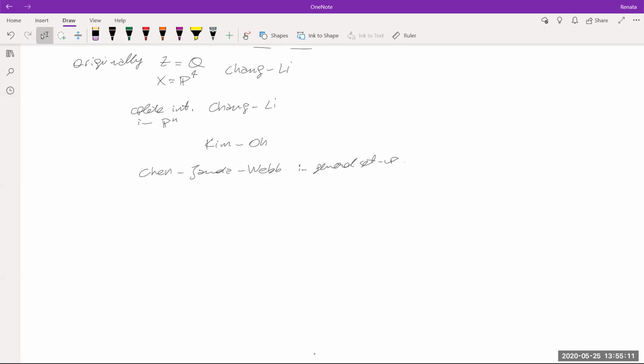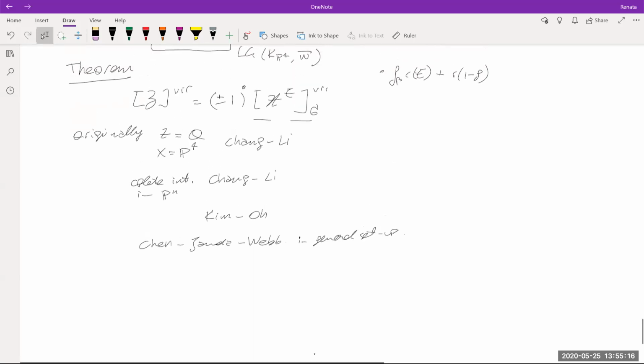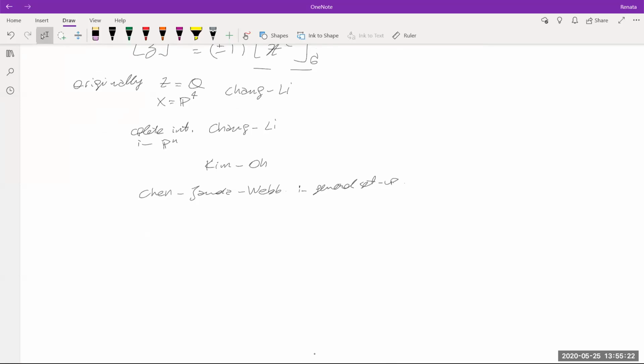So I proved this in the context where, as I said, X is a projective variety and E is any rank R vector bundle. Okay.